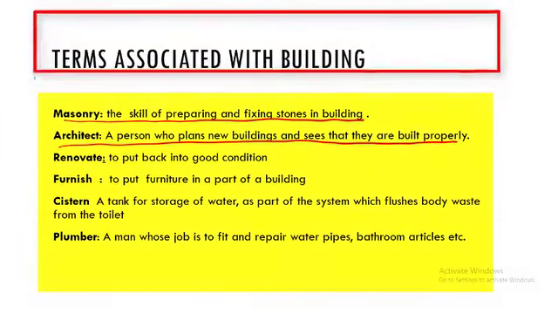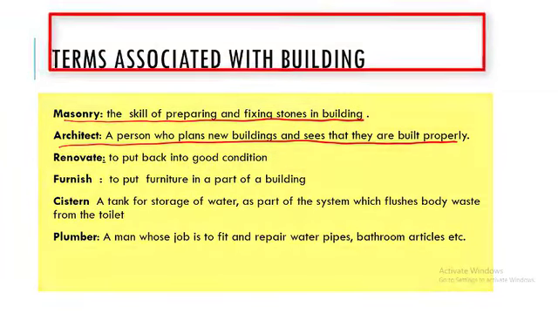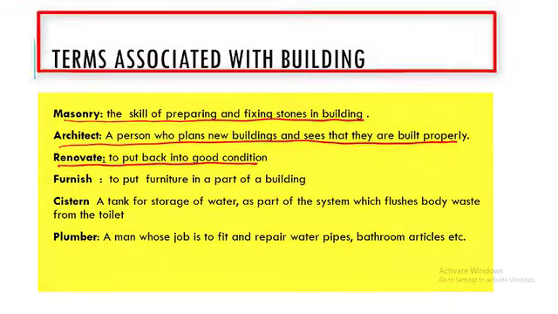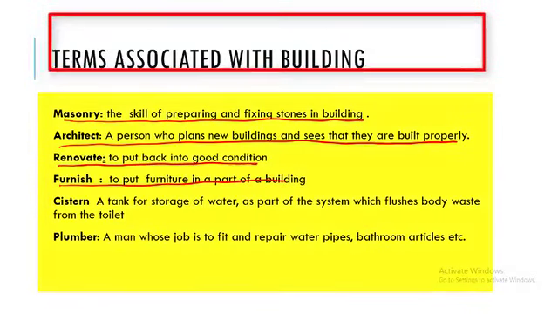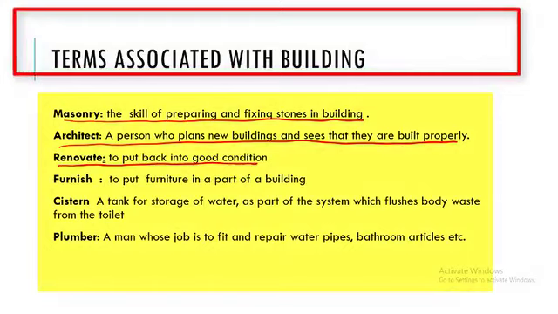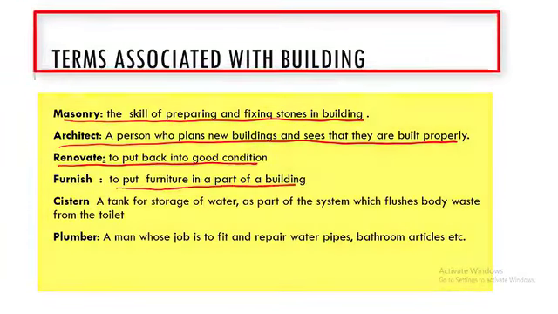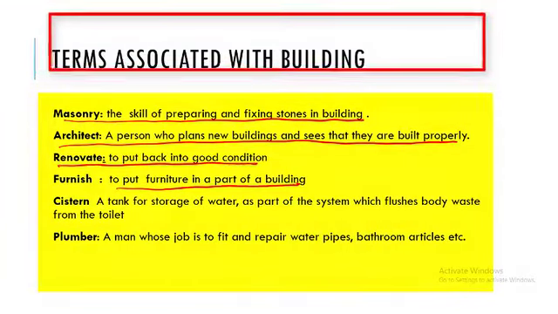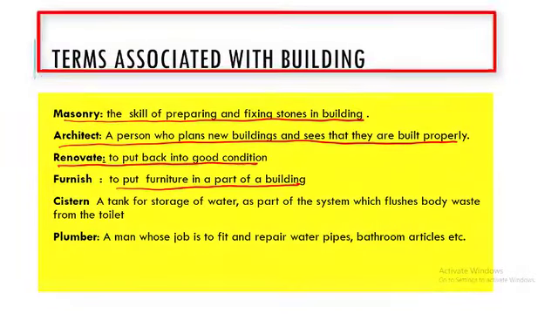Then we have the word renovate. Renovate means to put back into good condition. So you renovate old buildings, to put them back into good condition. Then we have furnish. To furnish means to put furniture in a part of a building. So when you say it is well furnished, it simply means we have furniture put in some part of the building. The kitchen, the bedroom.